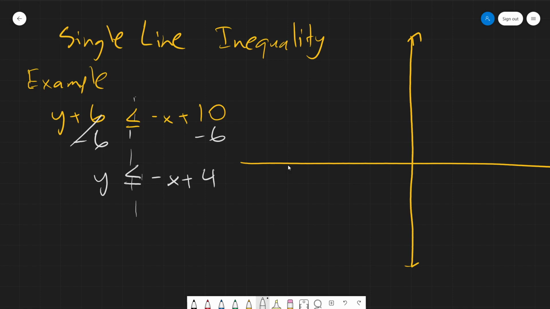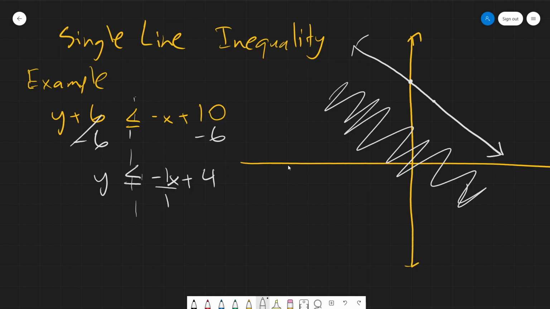And how many x's is it? It's 1 over 1. So I could easily graph from there. Start at 4. Down 1 and right 1. I think, is it solid or dashed? It is solid. Then I think shade above or below. I want to shade below because it is less than. And that is my line.